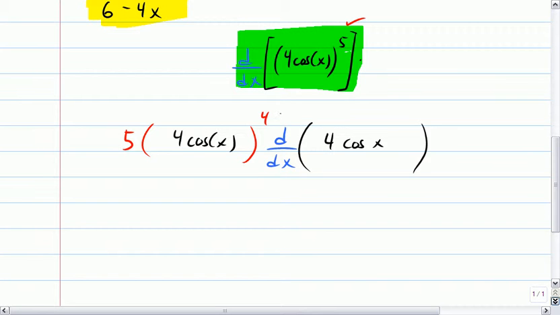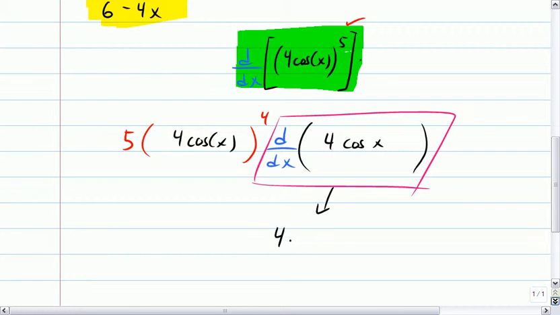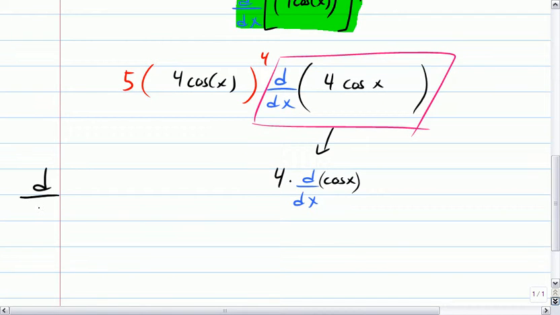And then this piece here, this isn't so bad. You can actually rewrite this. This is 4 times the derivative with respect to x of cosine x. I just got to move the 4 out front. The reason I'm able to do that is this property that says the derivative of a number times a function is equal to the number times the derivative of the function.